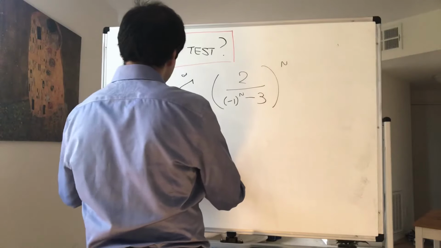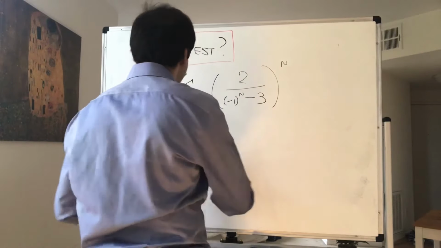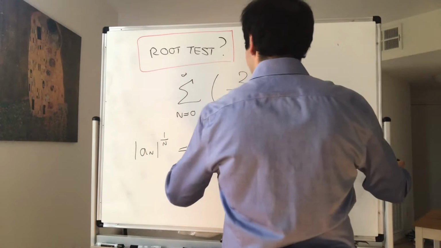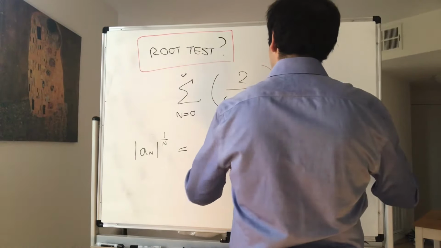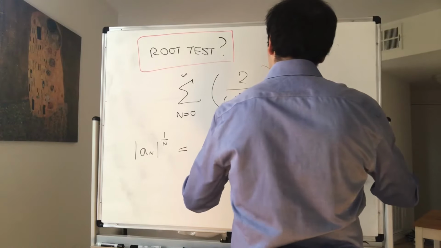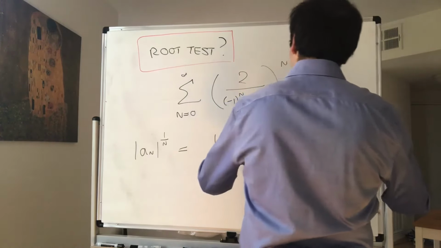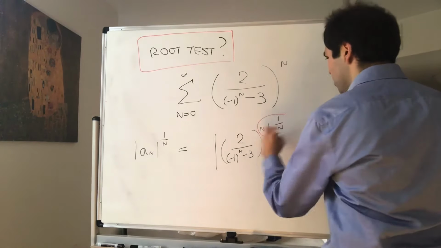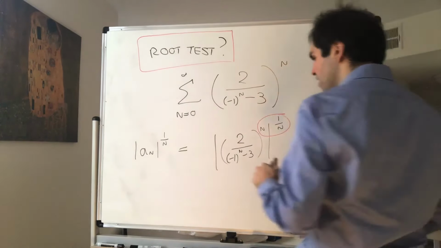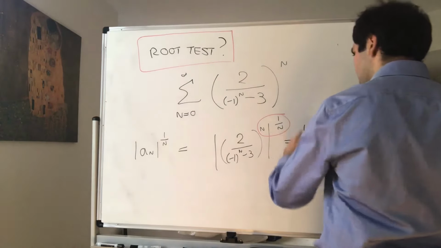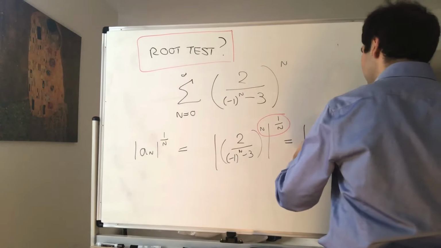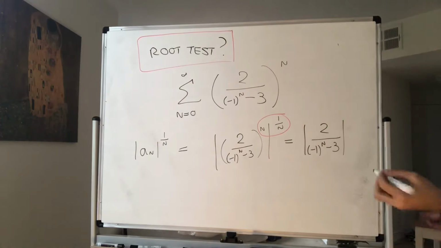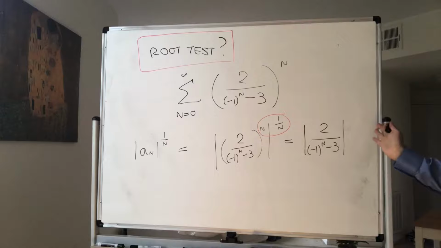Let's calculate the nth root of your sequence. So this becomes the absolute value of (2 over (-1)^n - 3)^n, to the 1 over nth power, which becomes 1, and in the end you're left with 2 over (-1)^n - 3. But the question is, is this less than 1?